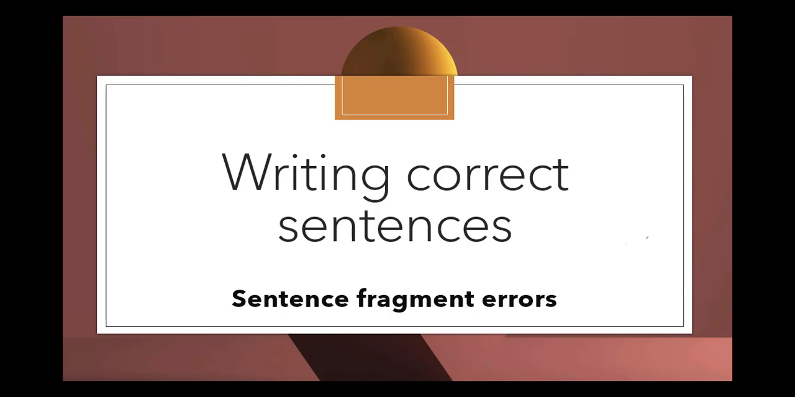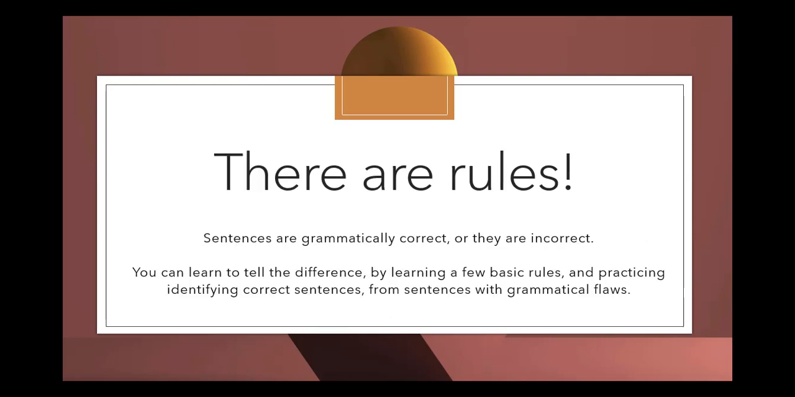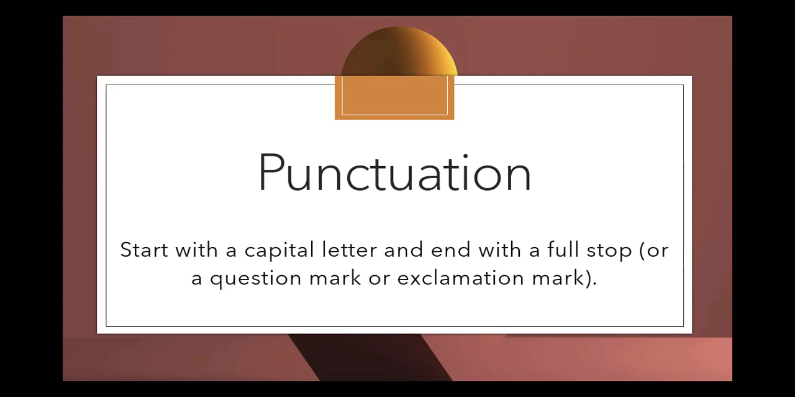So let's go. The first thing to know about sentences is there are rules. Sentences are grammatically correct or they're not correct. And you can learn to tell the difference between a correct sentence and an incorrect sentence by learning just a few very basic rules and then trying to apply those rules and practice identifying correct sentences and sentences that have grammatical flaws in them.